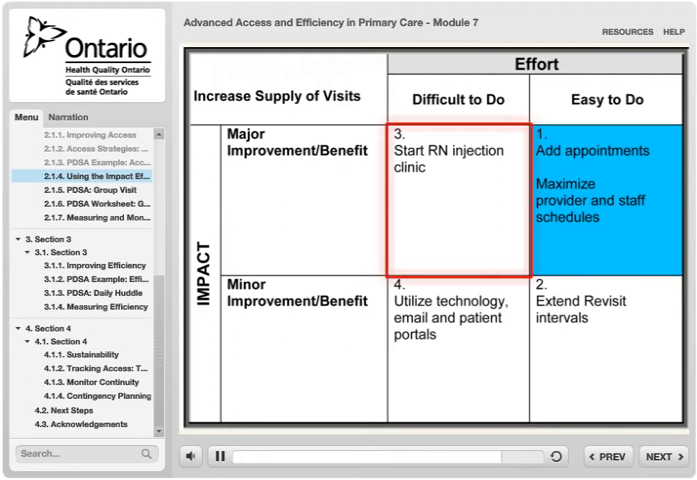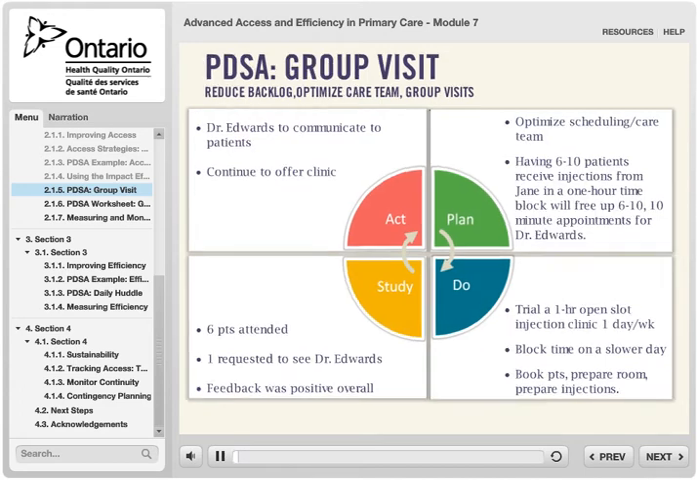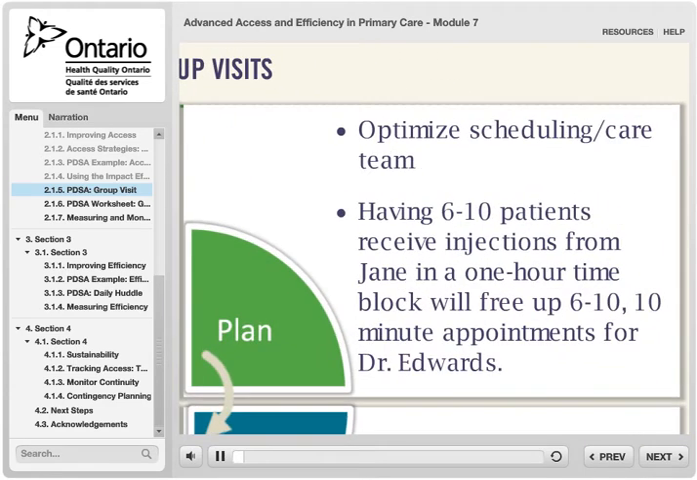The team will use the PDSA cycle to test whether having Jane administer the injections in a group on her own would improve access. The team decided to trial a 1-hour open slot 1 day per week for patients requiring regular injections. The test was planned for a Friday morning, a slower time in the practice, when Jane was present.